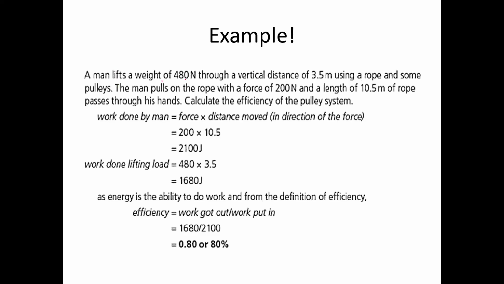A man lifts a weight of 480 Newton through a vertical distance of 3.5 meter using a rope and some pulleys. The man pulls on the rope with a force of 200 Newton and a length of 10.5 meter of a rope passes through his hands. Question says calculate the efficiency of the pulley system. So how are we going to find out the efficiency of the pulley system?